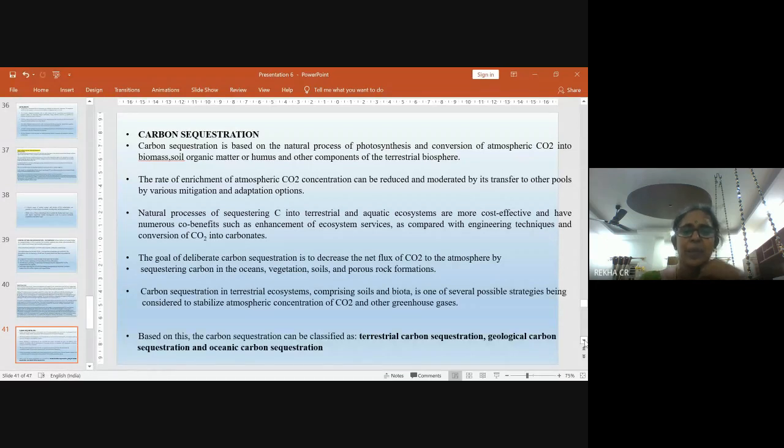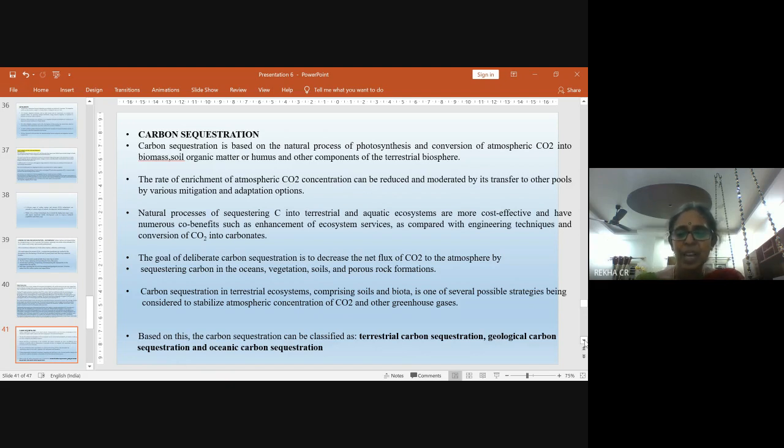Carbon sequestration is mainly based on the natural process of photosynthesis and conversion of atmospheric carbon dioxide into biomass, soil organic matter, or humus. Natural processes of sequestering carbon into terrestrial and aquatic systems are most cost effective and have numerous benefits such as enhancement of ecosystem services, compared with engineered techniques and conversion of carbon dioxide into carbonates. Carbon sequestration in terrestrial ecosystems comprises soils and biota, and it is one of the possible strategies considered to stabilize the atmospheric concentration of carbon dioxide and other greenhouse gases.